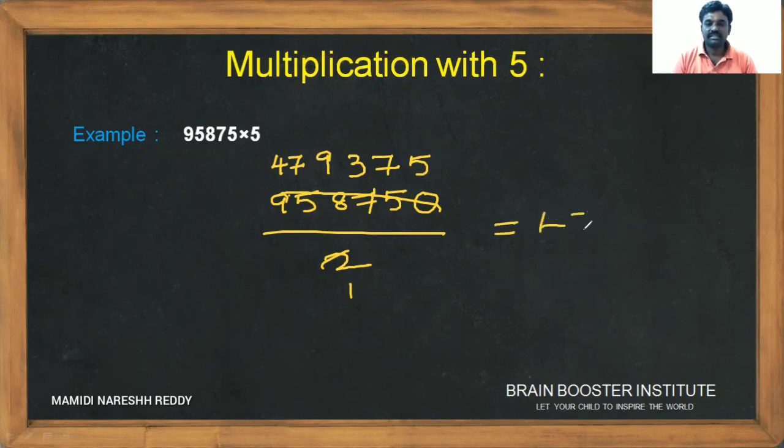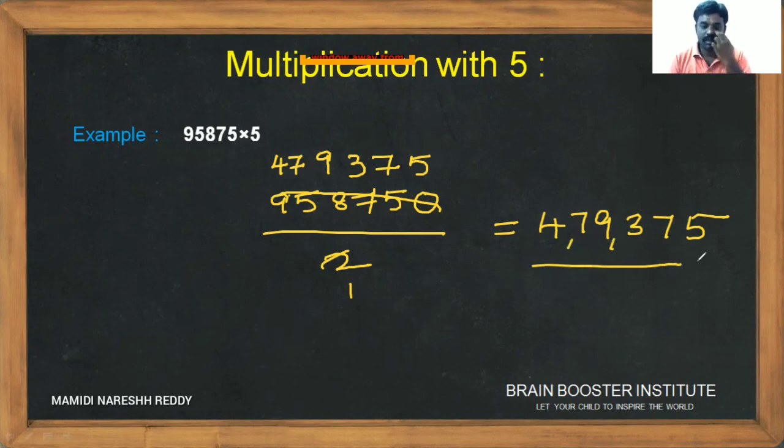Yeah, 479,375. Nothing but 4,79,375. We can check it by multiplying in the traditional way.